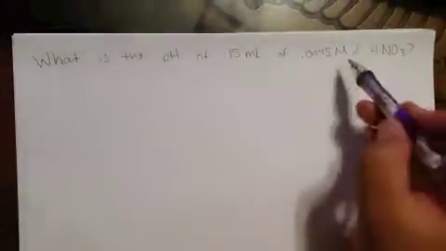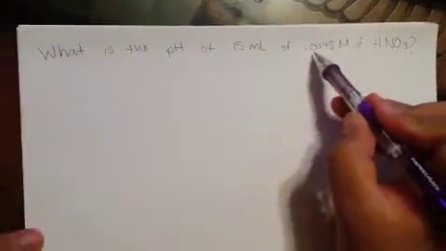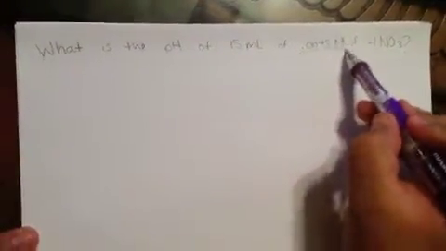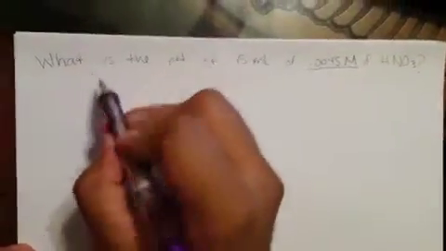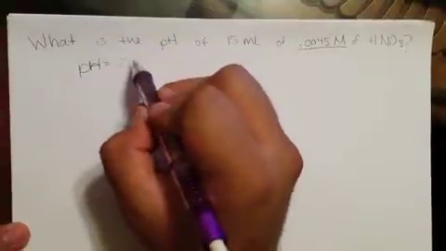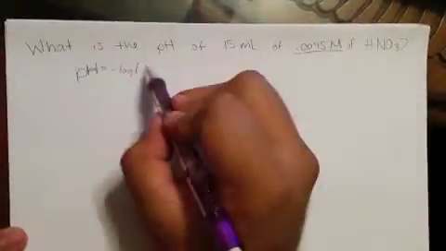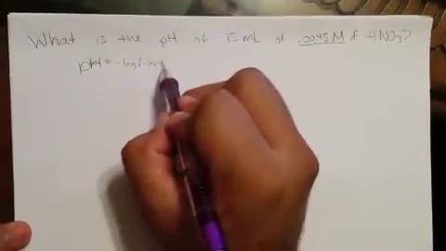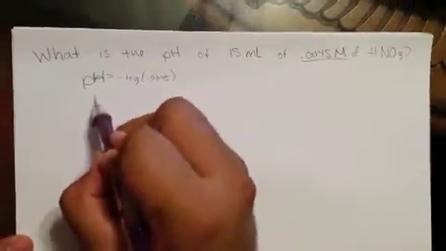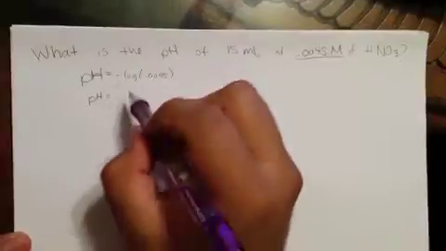What is the pH of 15 milliliters of 0.0045 moles of HNO3? So right here they're already giving you the value. So all you gotta do is plug it into the formula, which is pH equals the negative log of the moles you have, so it's 0.0045. Solving.